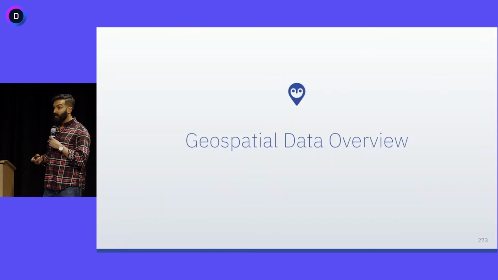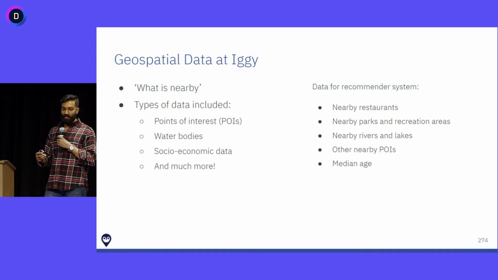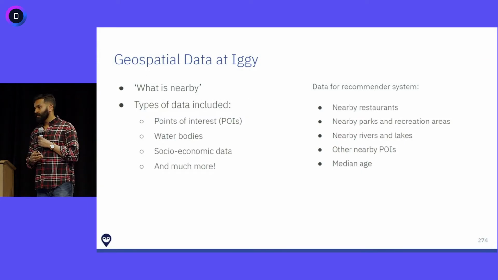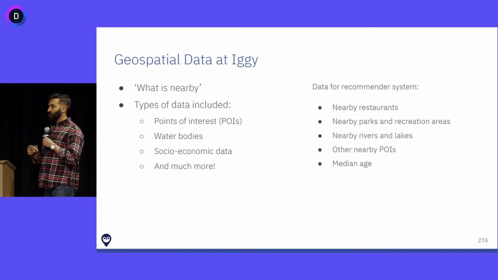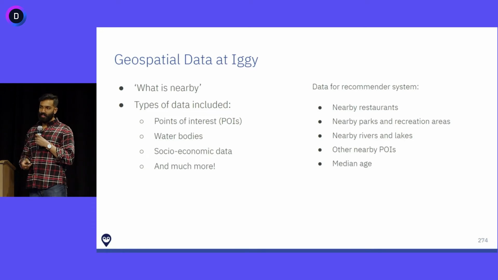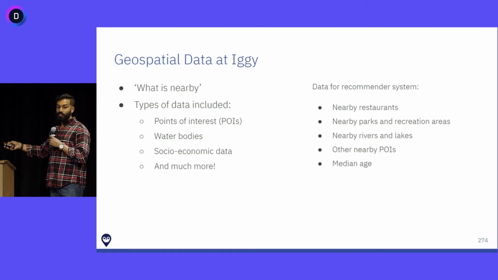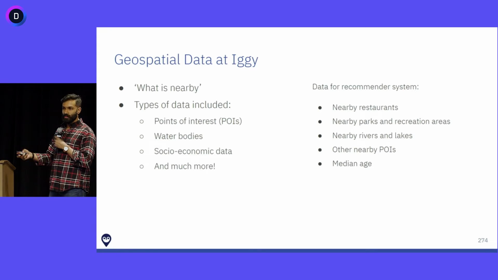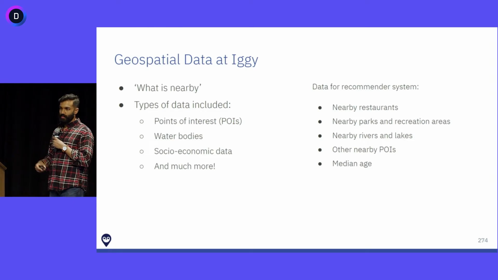So firstly, what is geospatial data? At Iggy, we think of geospatial data as what is nearby. And this includes things like points of interest, which are bars, restaurants, museums, parking lots, schools, water bodies, socioeconomic data, park data, and much more. And for our use case, a recommender system, the kind of features we may want to include are the nearby restaurants to each property, the nearby parks and recreation areas, rivers and lakes, etc.